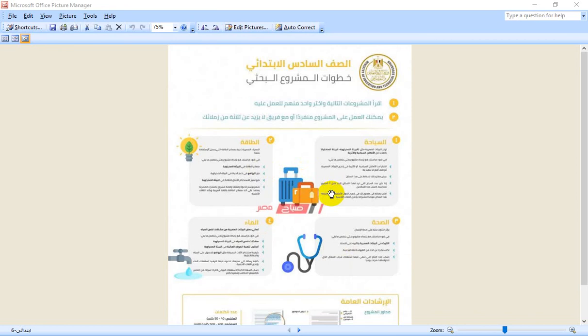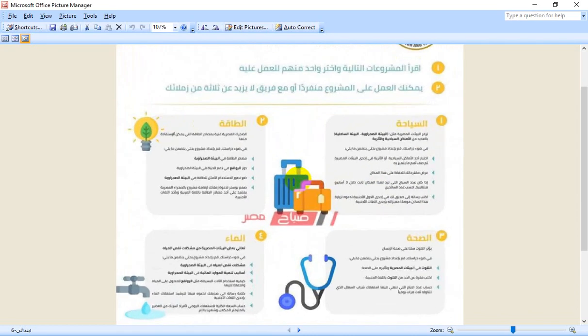Okay, and choose one from these topics and write on it. You have four topics. Number one, tourism, energy, the health, and the water. Okay, firstly, tourism, as you see.